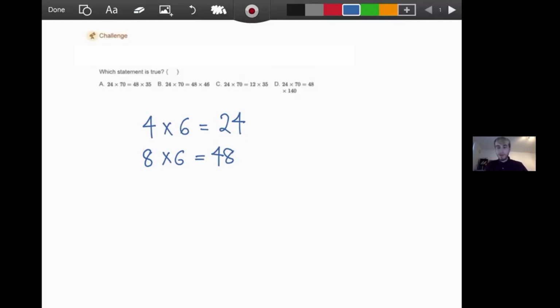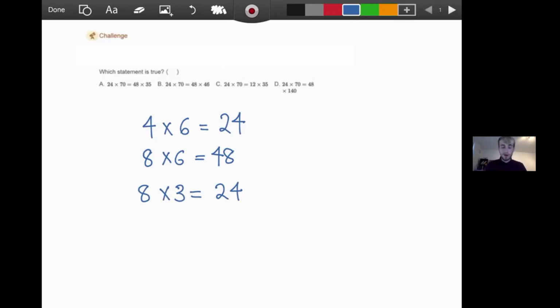However, if I wanted to keep the answer the same, so I have 24, well, I've doubled one side, so I've got my 8. But I need to half the other one. So instead of timesing by 6, I'm timesing by 3. You can see we do get the same answer. We get the 24. So now we know about the product. If I double one side, I need to half the other to keep the answer the same.